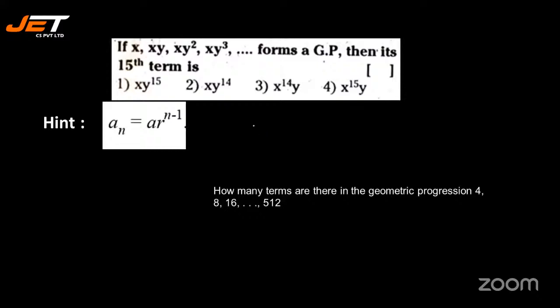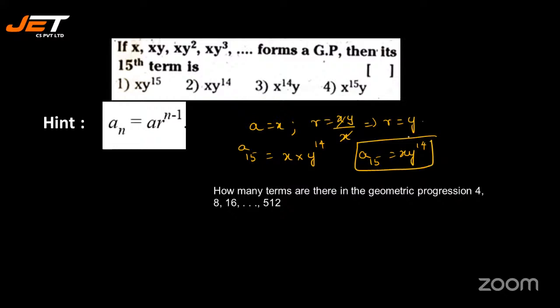See here, what is A? x. What is R? Second term by first term, which implies R is y. So now we want A15, which is equal to A into R to the power 15 minus 1, that is y to the power 14. So A15 is x y to the power 14. So this should be the answer. Very simple.